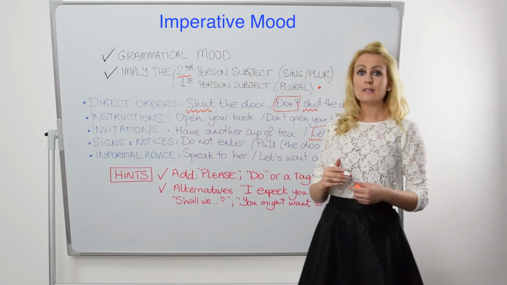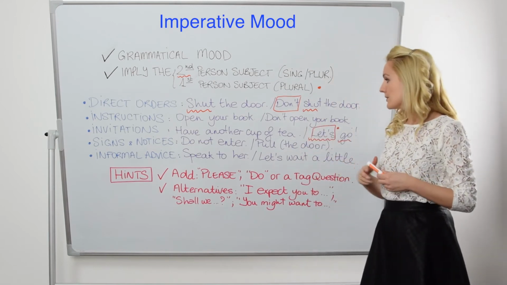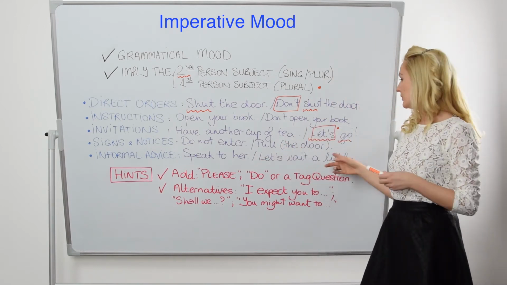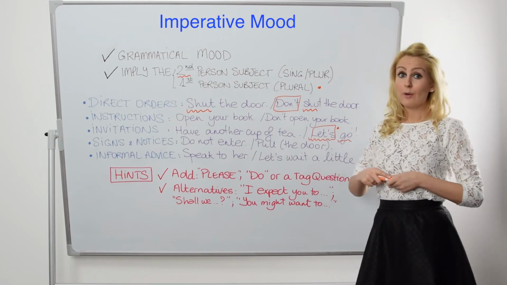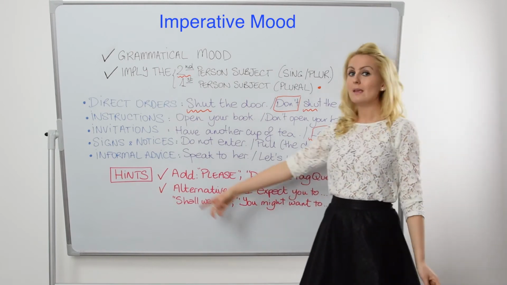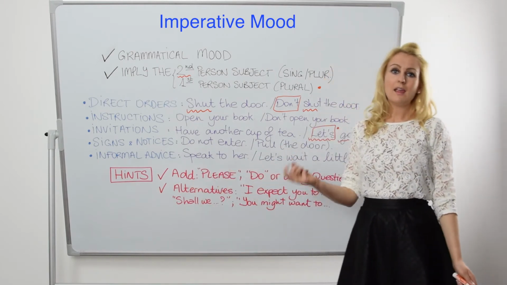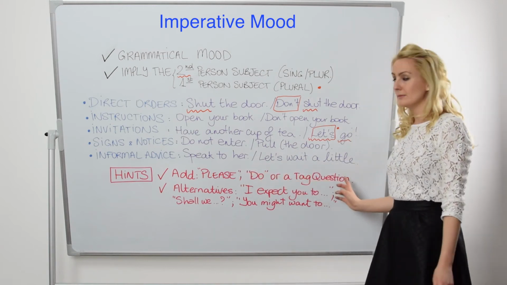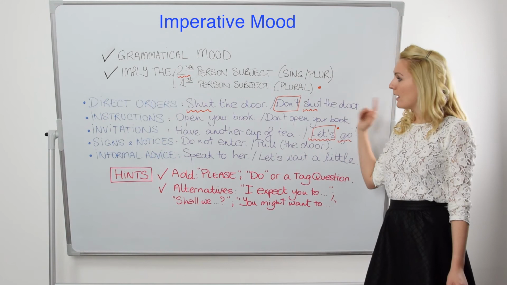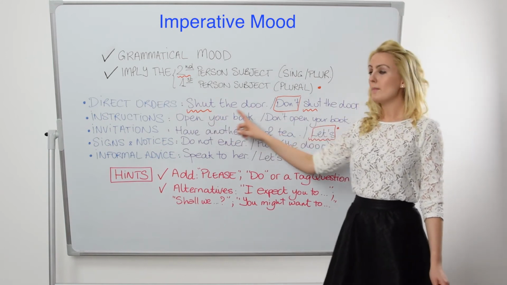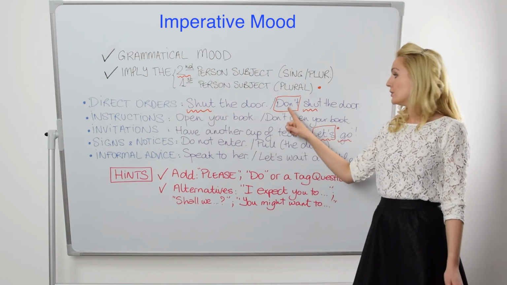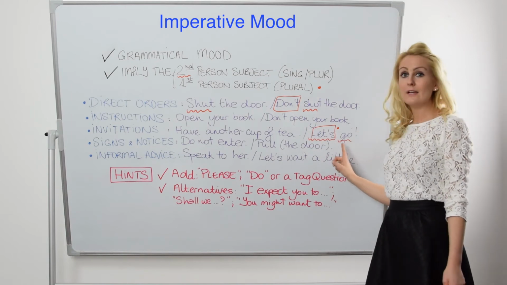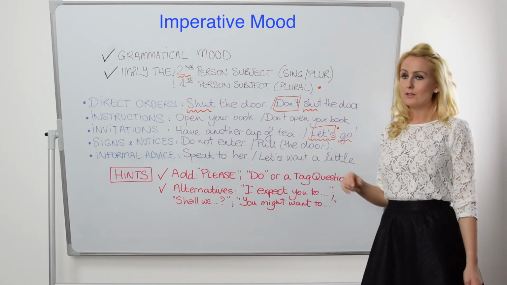You can also use the imperative on signs and notices. So do not enter, pull the door, and so on. And finally, you can also use the imperative to give friendly, informal advice. Speak to her. Let's wait a little. So the form, as we saw, bare infinitive preceded by don't, or bare infinitive preceded by let's or let's not.